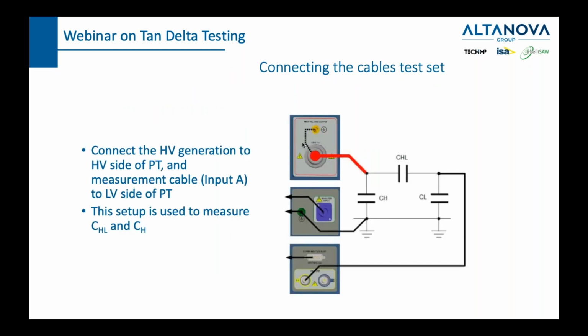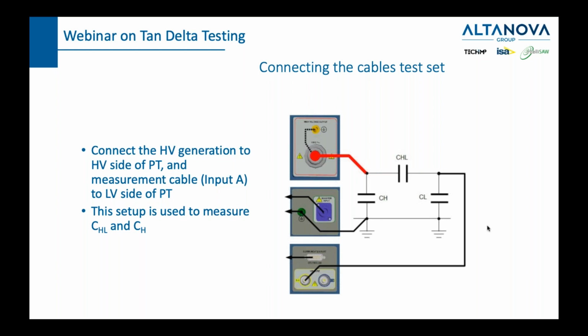Now, how do we physically connect the generation and the measurement? The high voltage side in our first step will be connected to the generation, and the measurement will be taken from the low voltage side. And in this setup, we can measure CH and we can measure CHL.